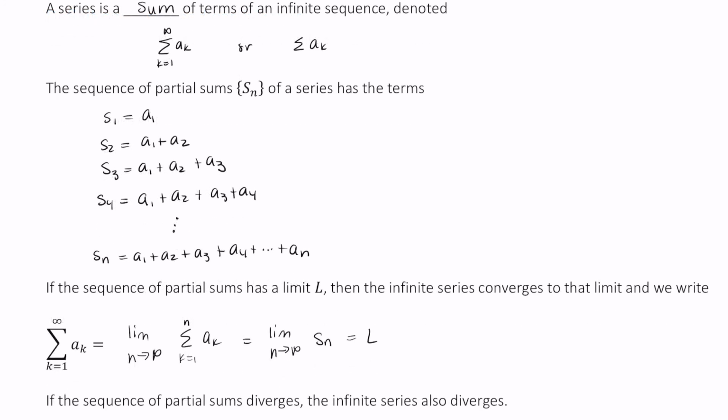And now this is the case where the sequence of partial sums has a limit L, so the infinite series converges. If this is not the case, then the infinite series will diverge. So if the sequence of partial sums diverges, then the infinite series also diverges.